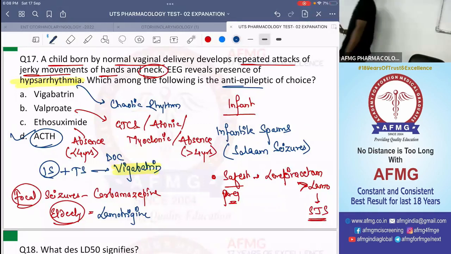No issues with anybody? That is the pattern. Okay, for focal seizures the drug of choice is carbamazepine, whereas for focal seizures in the elderly the drug of choice is lamotrigine. No problem with this.